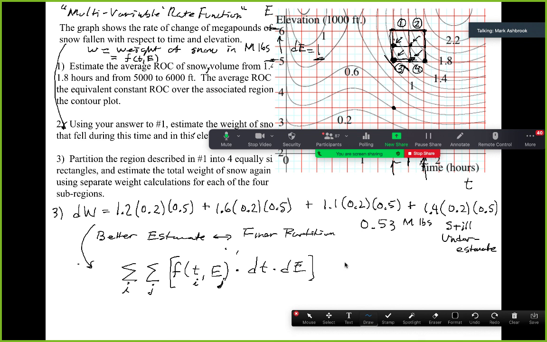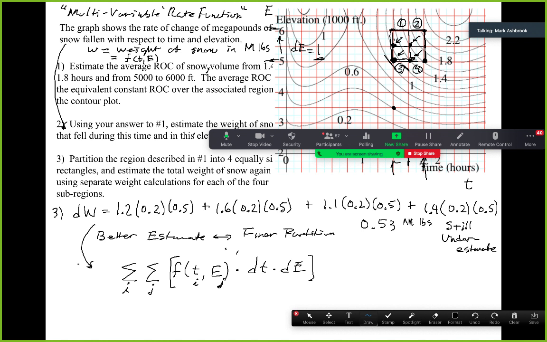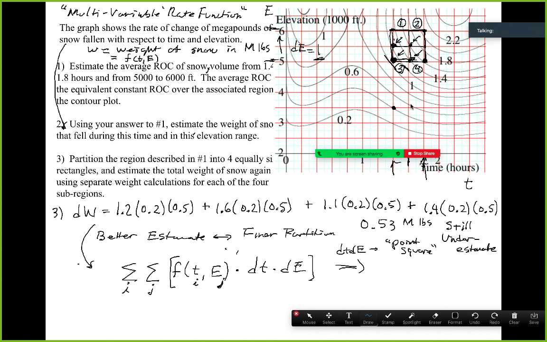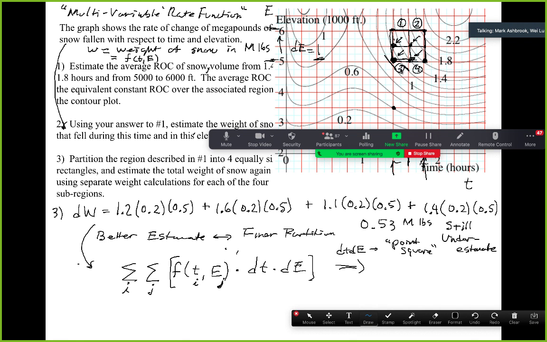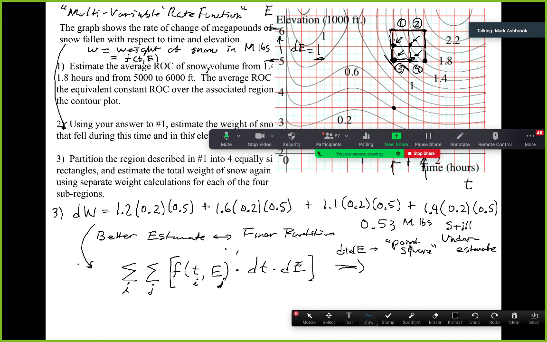And so again, the finer the partition, the better the estimate, but we want to get something close to exact. We want to get close enough to say, okay, this is the actual megapounds of snow that fell there. What would that require? Our partition is so fine that dt dE is like a point square. Super small point squares and a gazillion of them, right? So that in each point square, we're really just pulling off the value of the function. They're so small that you don't use lower left or upper right anymore. You just take the value of the function at that, quote unquote, point.